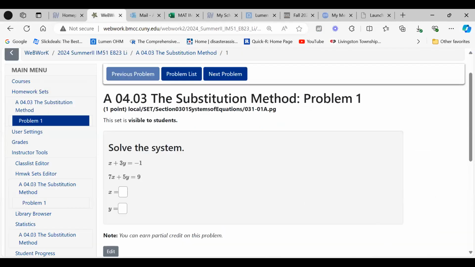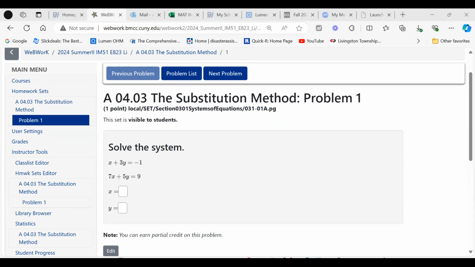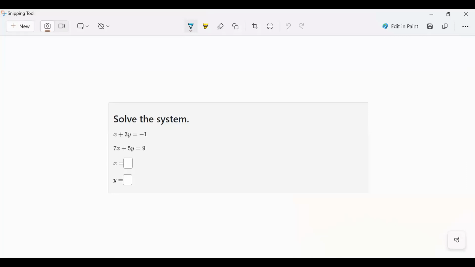So let me just get this one. Let me screenshot this. One second. Share this screen.